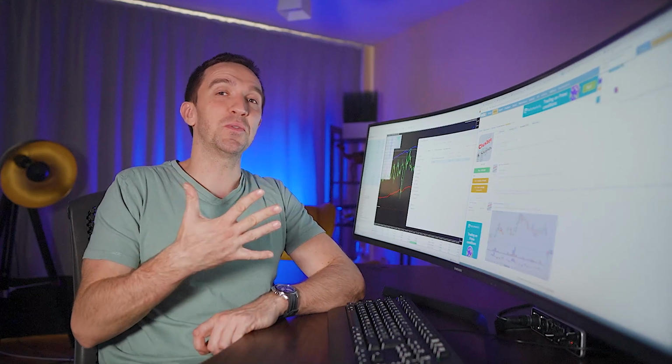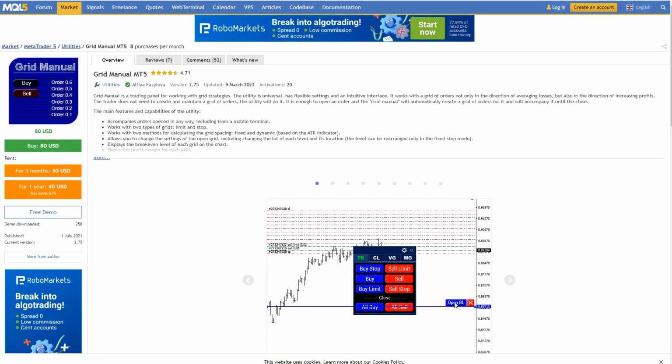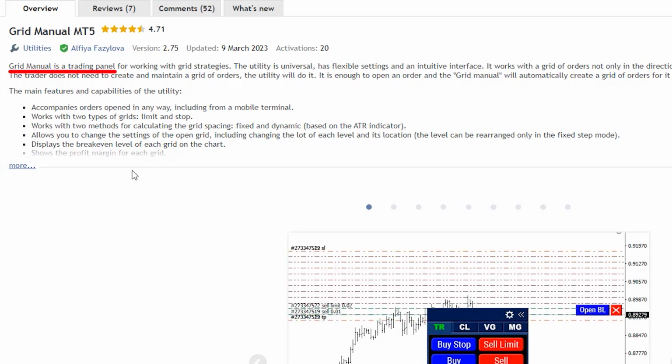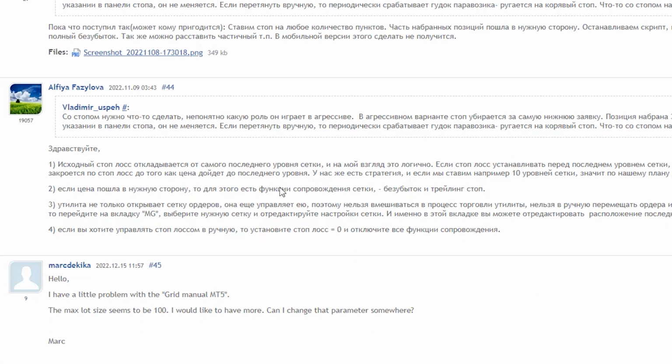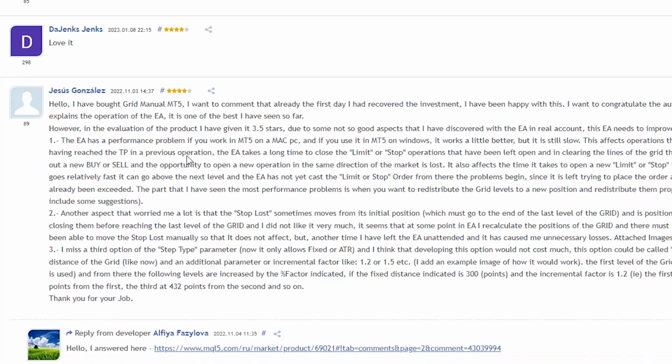And now let me show you the fifth trading tool that I have selected for you, and this is the Grid Manual from MT5, or that is a trading panel for working with grid strategies. If you check out the comments, you will see that there are plenty of positive comments as well. The reviews are very positive.